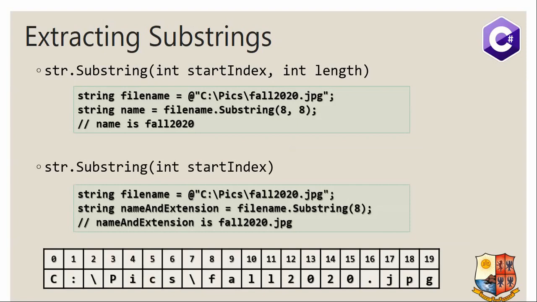Okay, the file name there is c:/pics/fall2020.jpg. Now, if I want the full file name, you just need to start with the substring and say index. Start index is 8. So from here, take everything. So from F till G, fall2020.jpg, the full thing will be returned. But if you say 8, which means start from 8 and then take 8 characters, which means fall2020, 4 plus 4, 8 characters are there. Only that particular name will come.